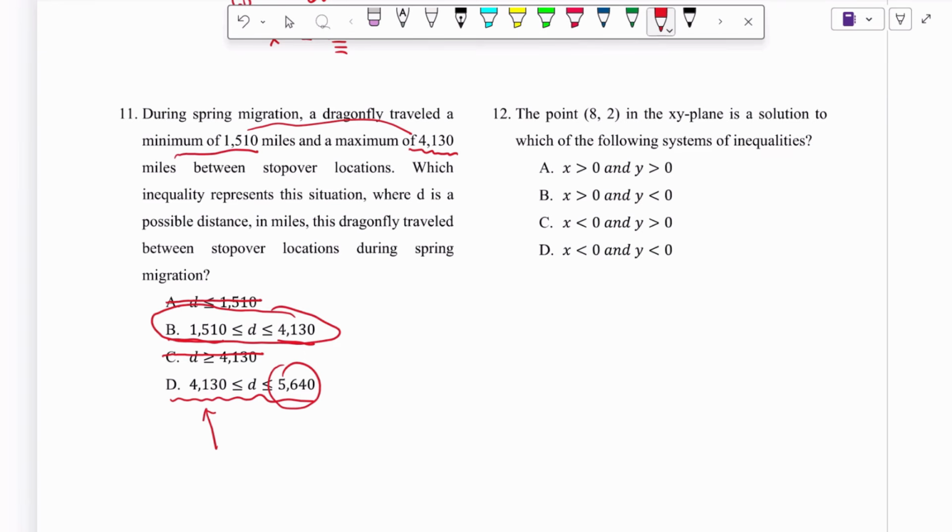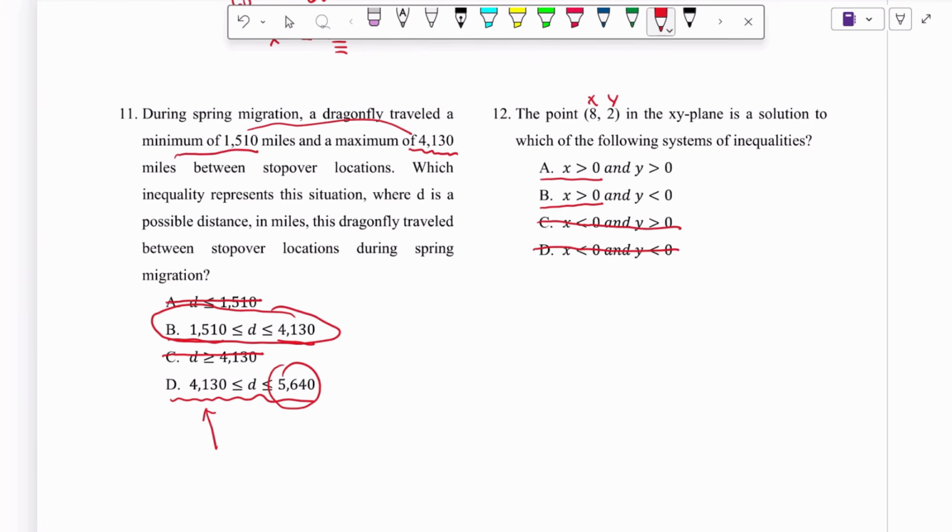12, take a moment, look at it. If you forgot, this is X and this is Y. Which one satisfies it? Okay, if X is 8, that has to be greater than 0. So X is greater than 0. Oops, not this one. It says X is less than. So it's not a negative number. That's why I'm crossing out C and D.